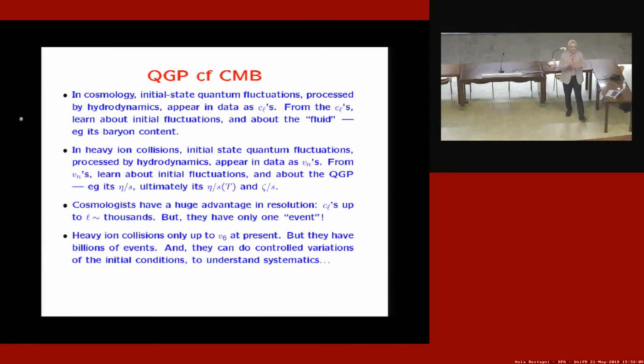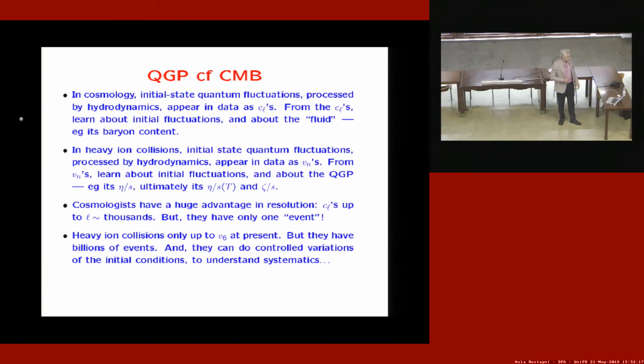There's a fluctuating initial state. The protons and neutrons are in different spots in different collisions. Those fluctuations then are processed as this droplet explodes. And at the end of the day, you get a distribution of thousands of particles in your final state, which has fluctuations. You Fourier decompose those, and you learn both about the initial fluctuations and about the properties of the fluid. In this case, it's viscosity.